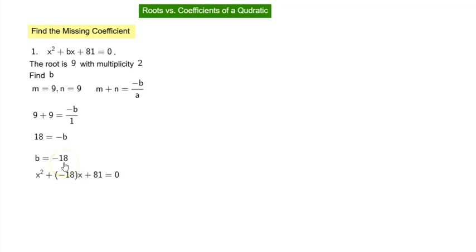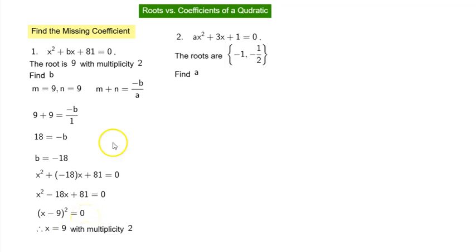So we have found b. So our equation becomes x square plus minus 18x plus 81 equal to 0. That is x square minus 18x plus 81 equal to 0. And this can be written as x minus 9 the whole square is equal to 0. Now let's look at the second one.